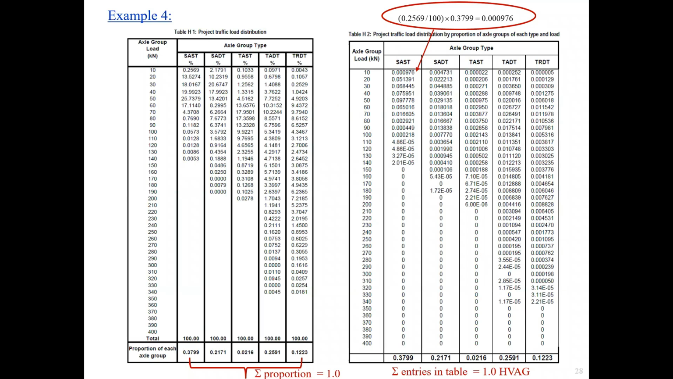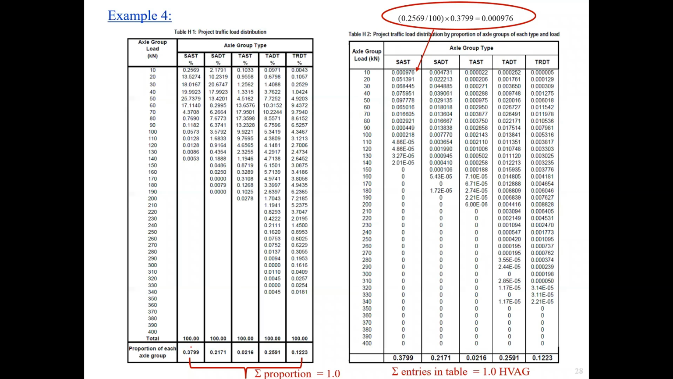On the left is the project traffic load distribution table. The first column is the magnitude of axle group load. The other columns are the percentage of each axle group type for different axle group loads. The total proportion of each axle group type is 1. The red table is the project traffic load distribution by proportion of axle groups of each type and load.